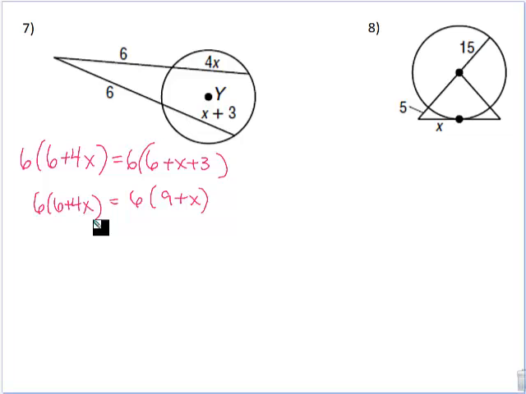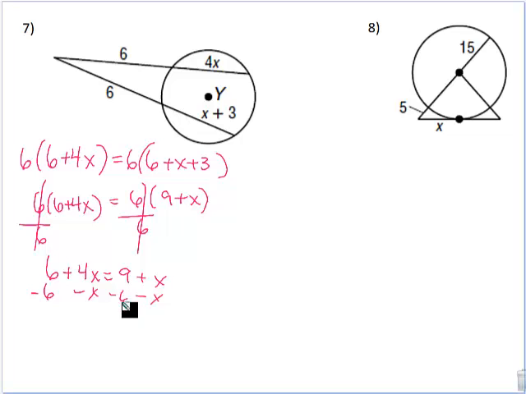Why can we cross off the 6's? If we divide both sides by 6, they would cancel. So we have 6 plus 4x is equal to 9 plus x. Then you subtract x, and subtract the 6. So we have 3x is equal to, so x is 1.